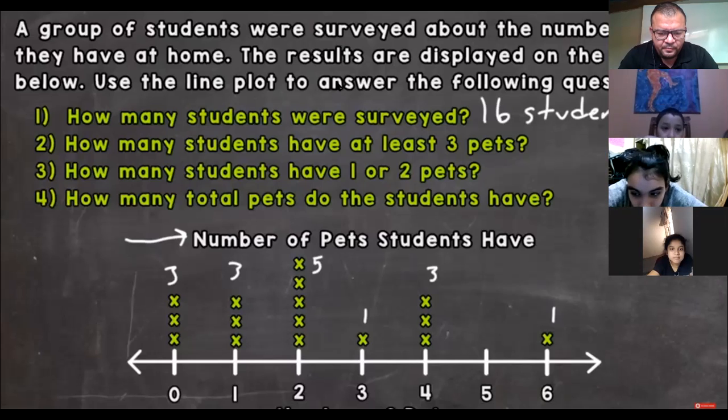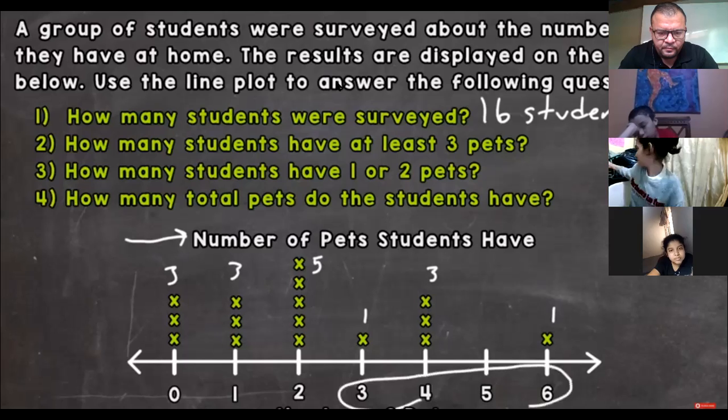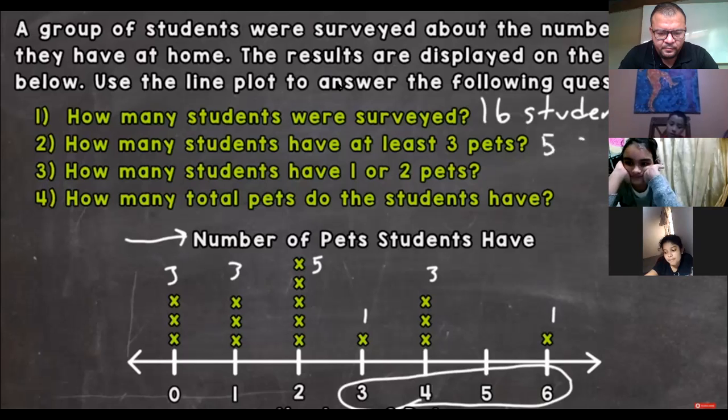So number 2, how many students have at least 3 pets. So at least means 3 or more. So we include 3. So let's see. Well, for 3 or more, at least 3, we need to look at this portion of the line plot. So we have 1 here for 3 pets, 3 for 4, and 1 for 6. So that is a total of 5 students.